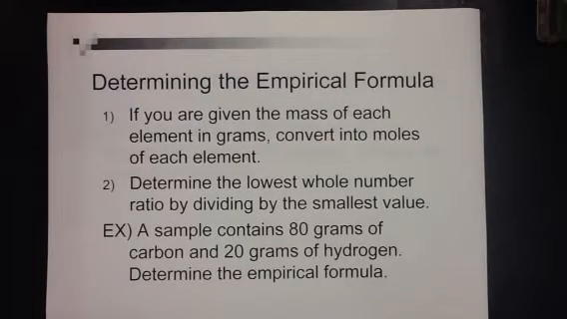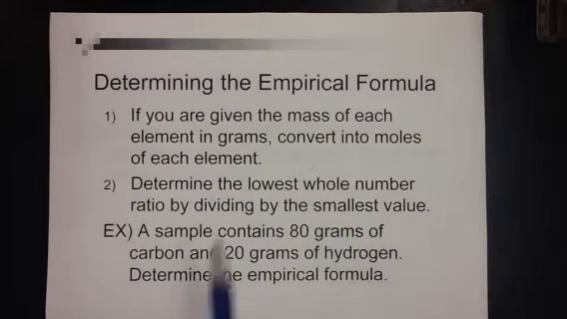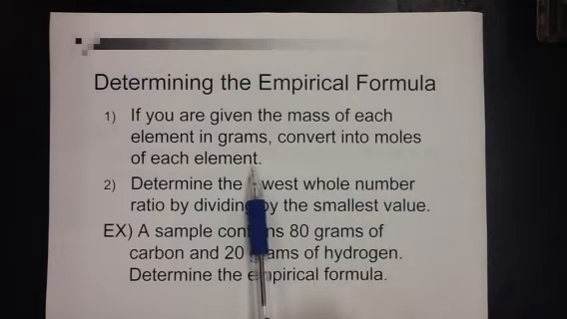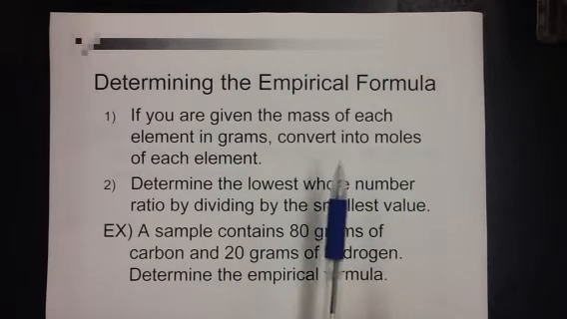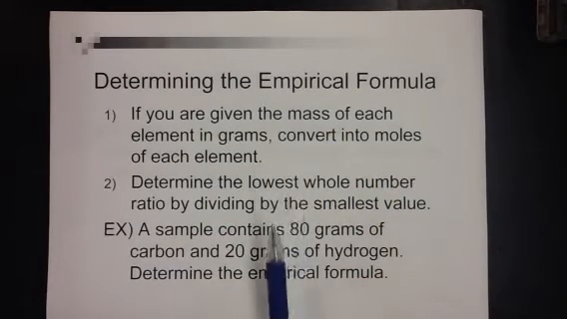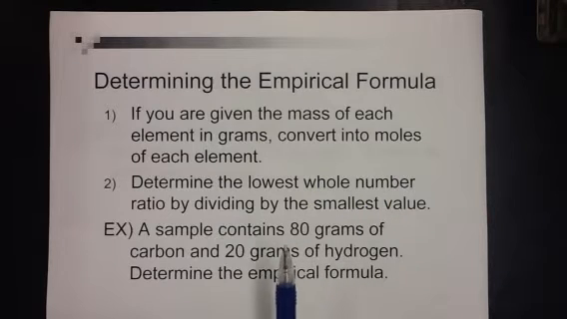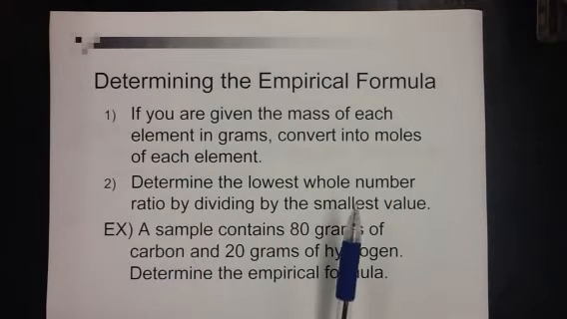Okay, right now we're going to learn how to determine an empirical formula. An empirical formula is the lowest whole number ratio of atoms in a molecule. And so if you're given the mass of each element in grams, you want to convert that into moles because the empirical formula is a mole ratio or a particle ratio, not a mass ratio. So the first step is always going to be to convert from mass to moles. And then we want to determine the lowest whole number ratio.